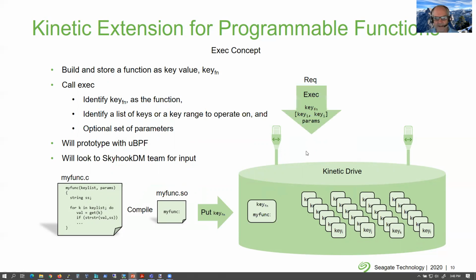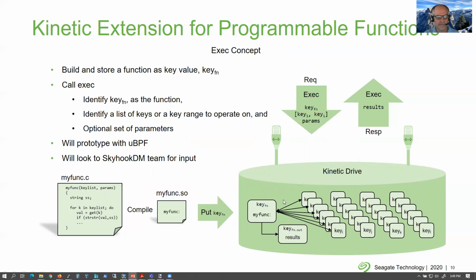shared object into a key value pair on the drive itself. And then there would be an exec call added to the protocol that would accept a function key, and then either a key range or a key list as operands to that function, and possibly some arbitrary parameters that the function can define itself for its operation. Once that exec call comes in, it would access the objects locally, run the function against those objects, and generate a result key value pair that would be returned as a part of the result. But it also would be left around so that you could do a get on that key later on if you wanted to return to the results of that operation.